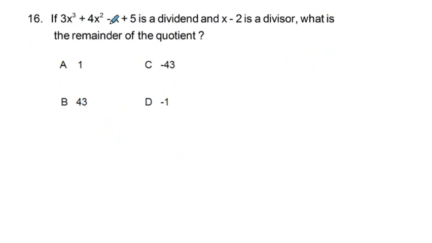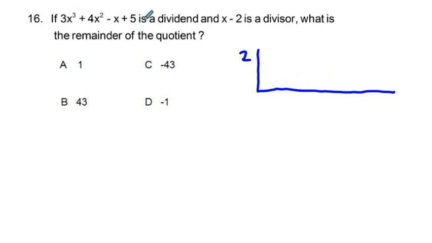Next, 16. If 3x cubed plus 4x squared minus x plus 5 is a dividend and x minus 2 is the divisor, what is the remainder of the quotient? Now, we haven't gone into the remainder theorem. In pre-calculus, I think those of you going into my class are going to get into it. But if we have x minus 2 as a divisor, we're going to put 2 out here.